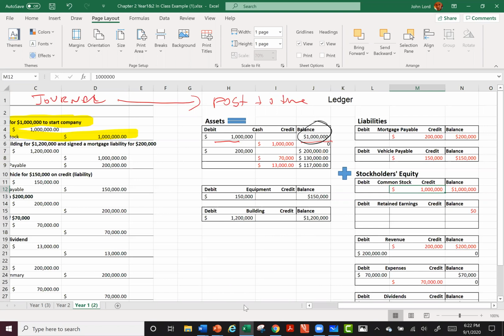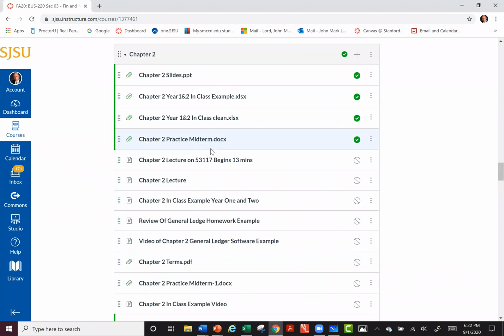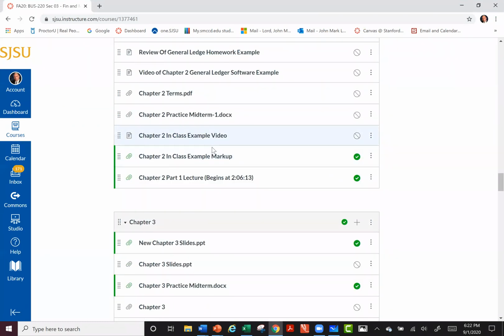But the other thing that I decided to do after we got that question was, you'll see under chapter 2, you're going to see markup. If you open markup, you're going to see where I write in the financial statements: the balance sheet, the income statement, the statement of retained earnings, the balance sheet. Although it's a bit sloppy, if you look at the video, you can see what we're doing at those different parts. But that is all written in there also.